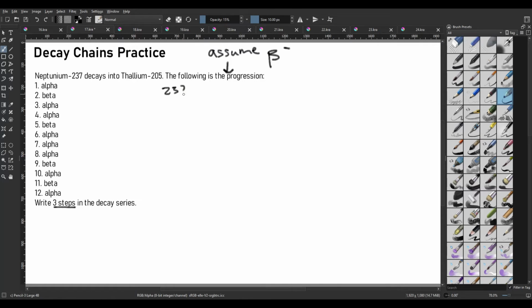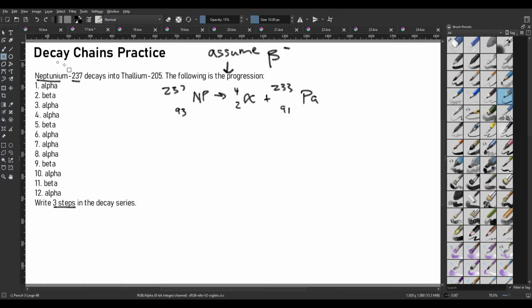Mass number is 237, remember the element name and then the mass numbers right here. Neptunium is going to be Np, and it is number 93 on the periodic table. So the first decay is alpha decay, so we'll draw our numbers in. What do we get? 233, 91, 91 is going to be Pa.